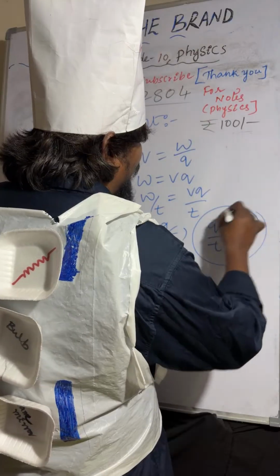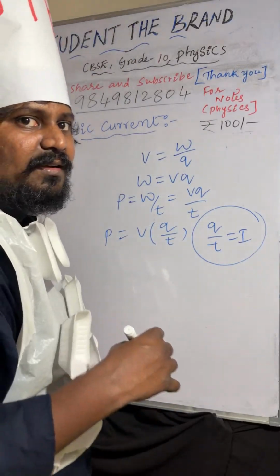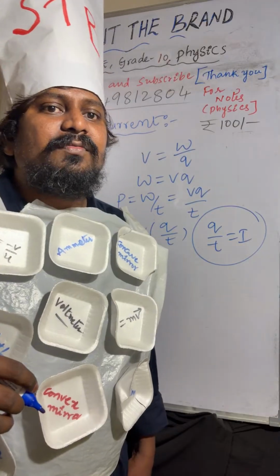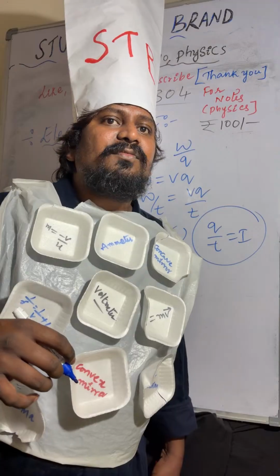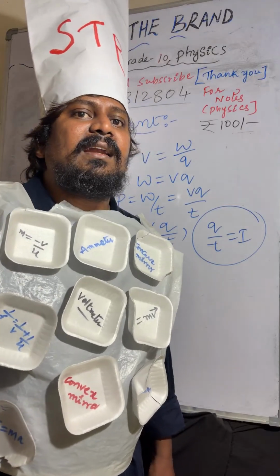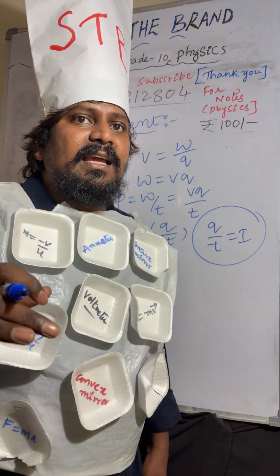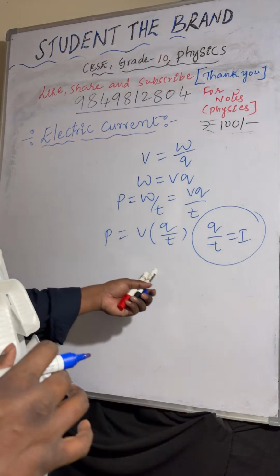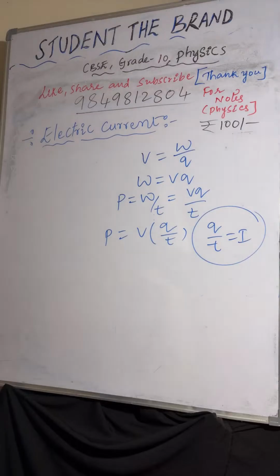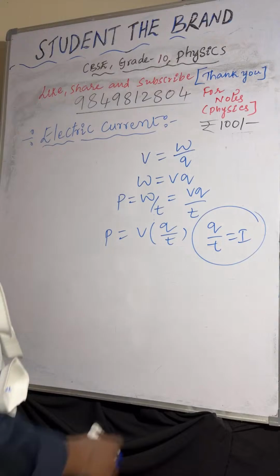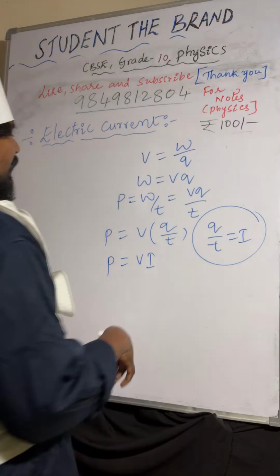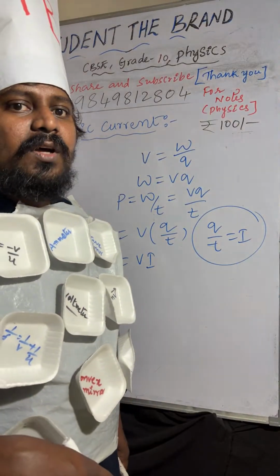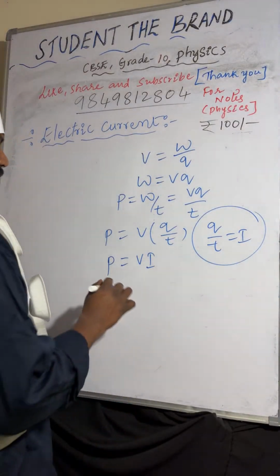What is the rate of flow of charge? Rate of flow of charge is called electric current. P equal to VI. So E equal to P into T.